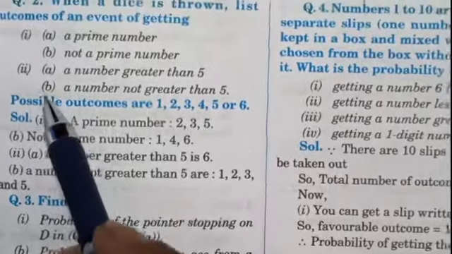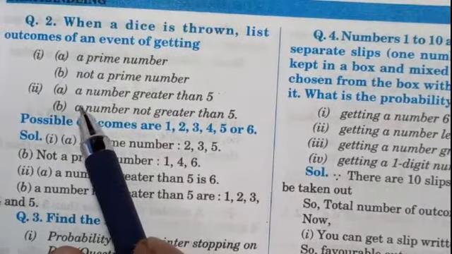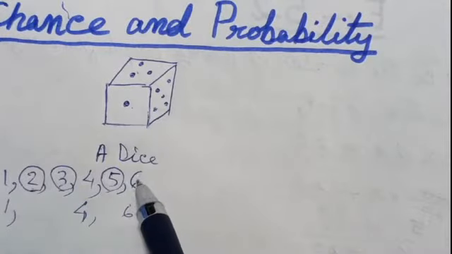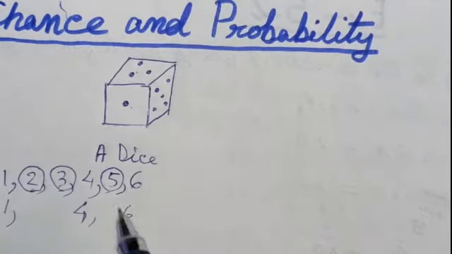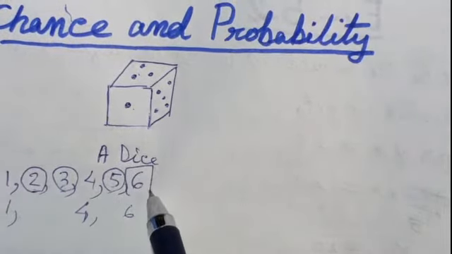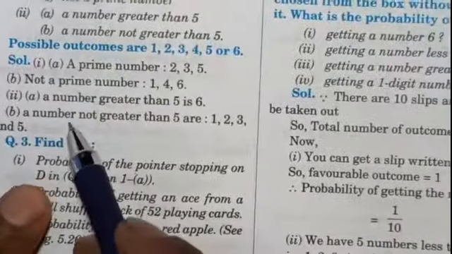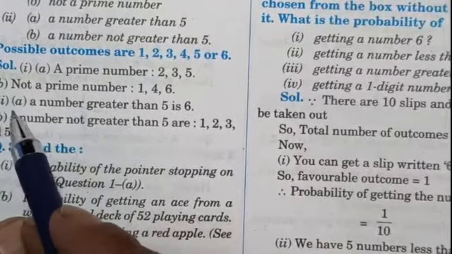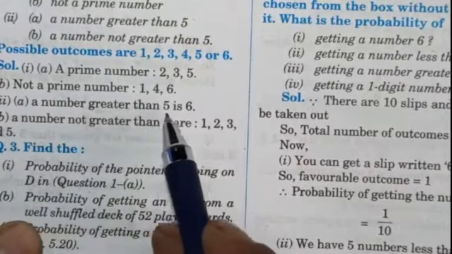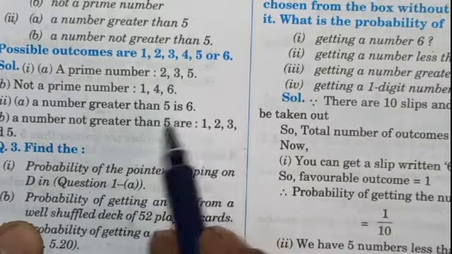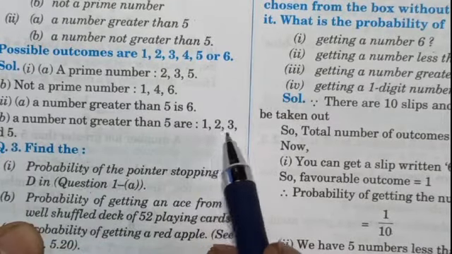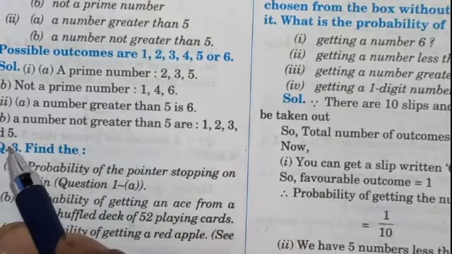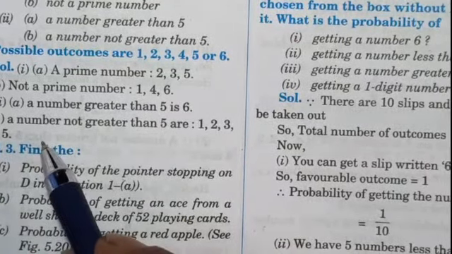Now Roman number 2, a number greater than 5. From 1, 2, 3, 4, 5, 6, the number that is greater than 5 is 6. So the outcome is 6. B, a number not greater than 5: the outcomes are 1, 2, 3, 4, and 5. Question number 2 is over.